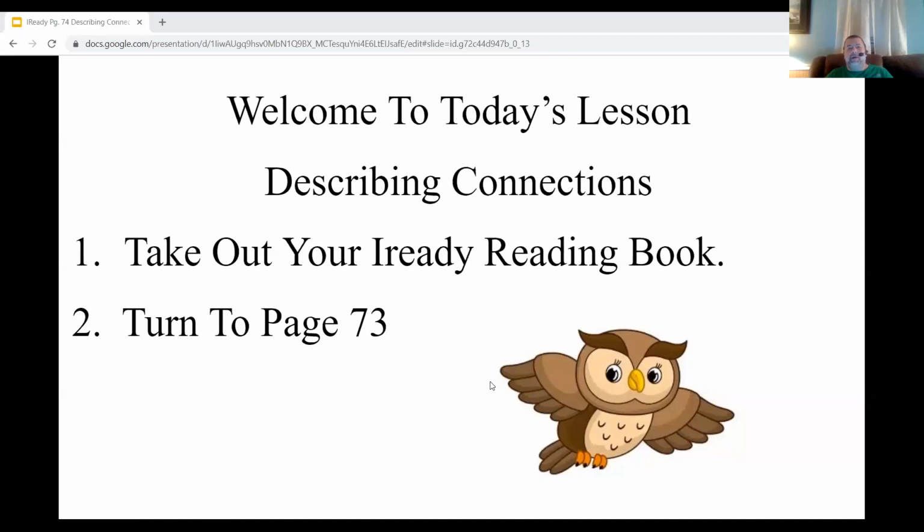Please take out your iReady reading book and turn to page 73.